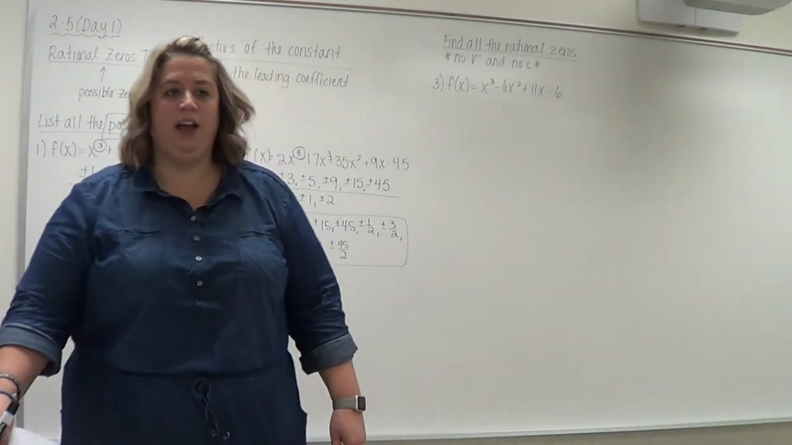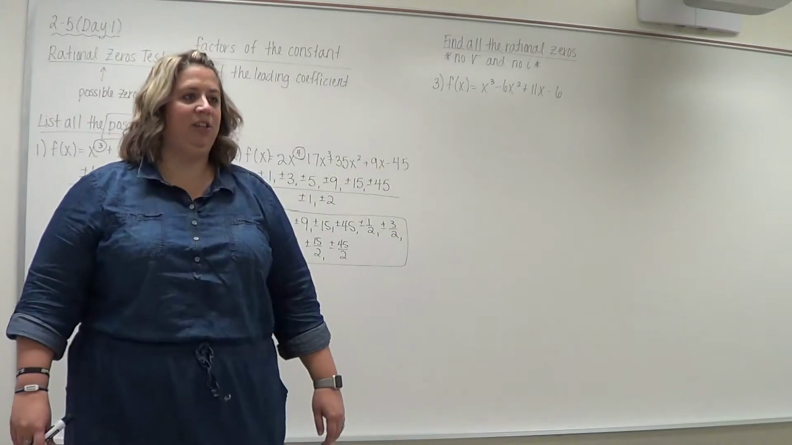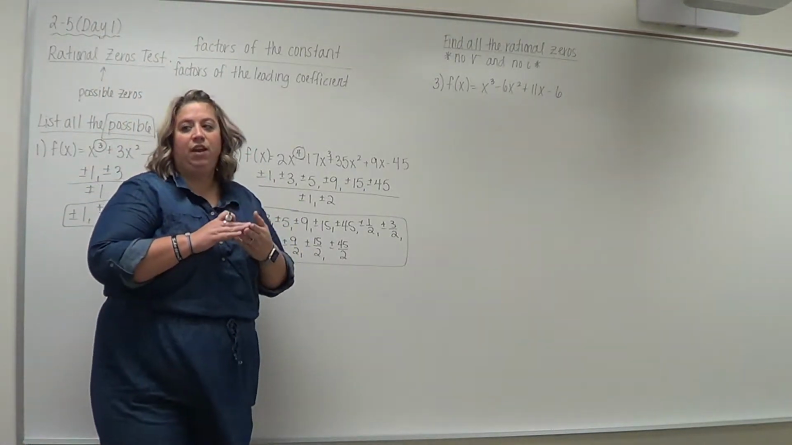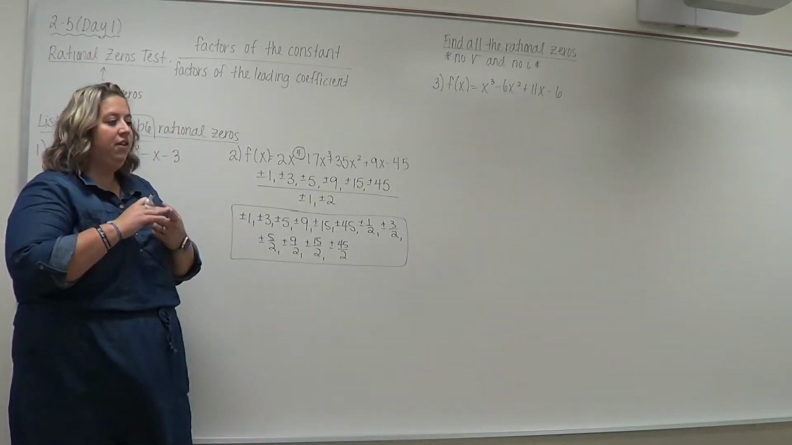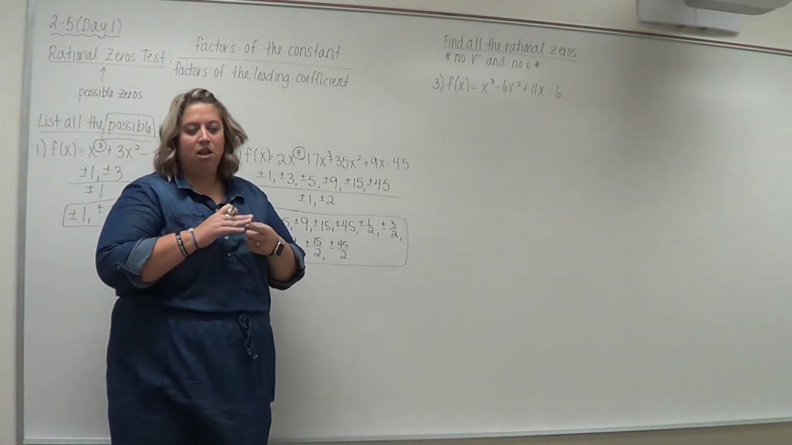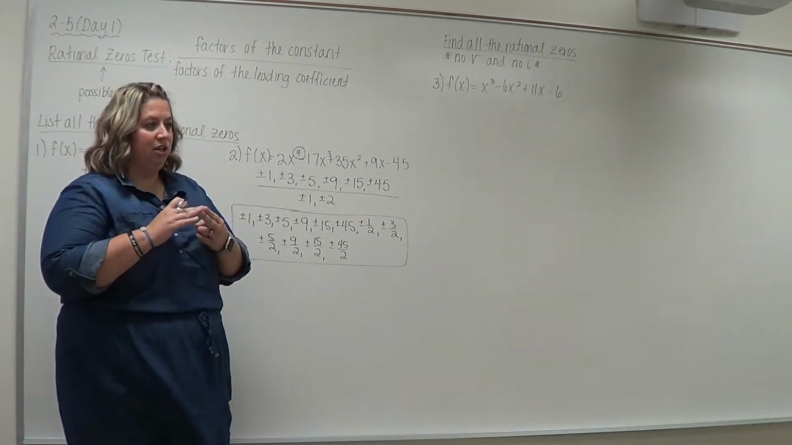Okay, so now we're going to find all the rational zeros. When we're solving, we're going to have nothing that has a square root. So if we get an answer that has a square root, that's the one that's not going to count for this. And we're going to have no i, so no imaginary numbers.